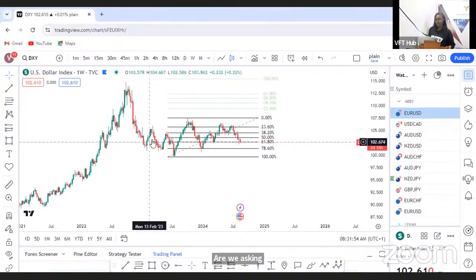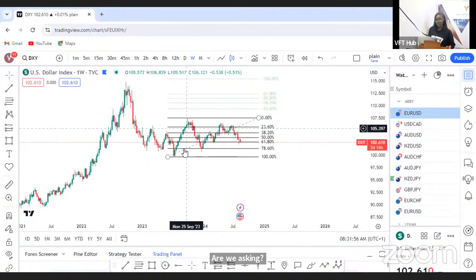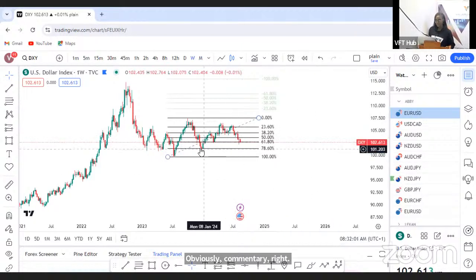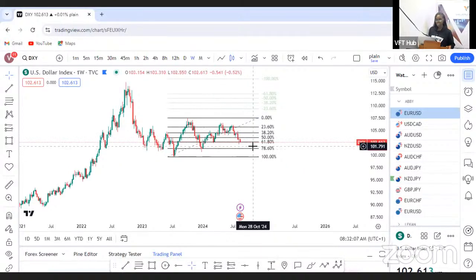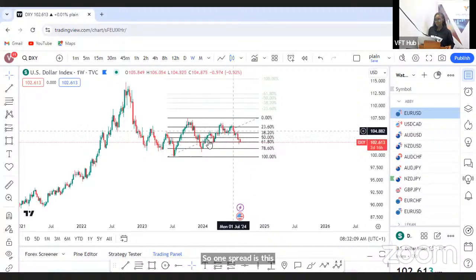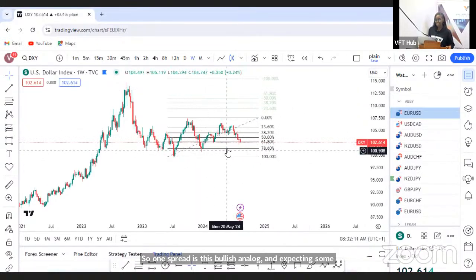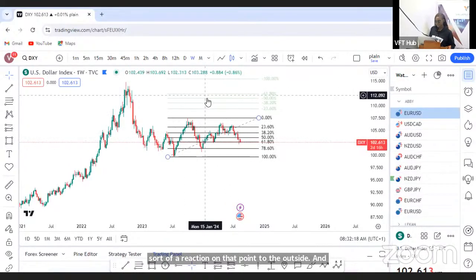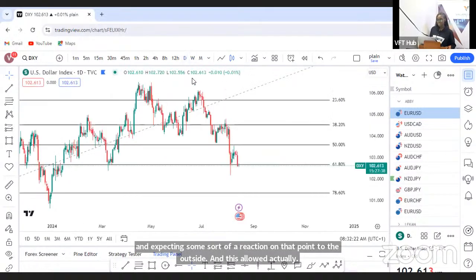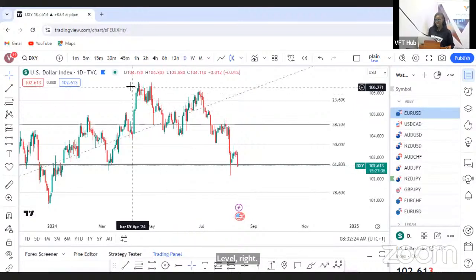I'll be clicking to the right. Right now we're seeing some sort of retracement into this bullish order block on our weekly time frame. So once price gets to this bullish order block, I am expecting some sort of a reaction from that point to the upside. And this order block actually coincides with the 78.6% fib level, right?